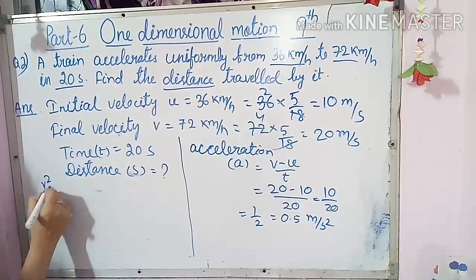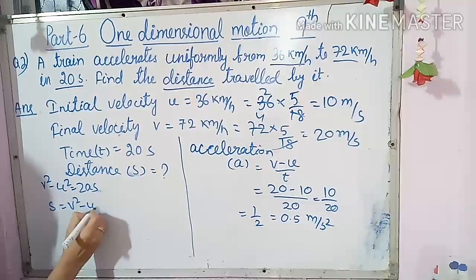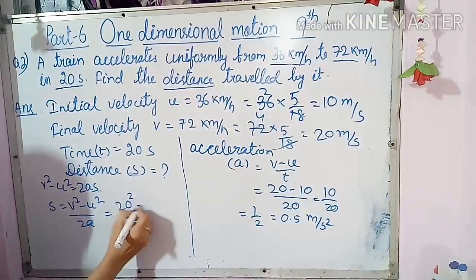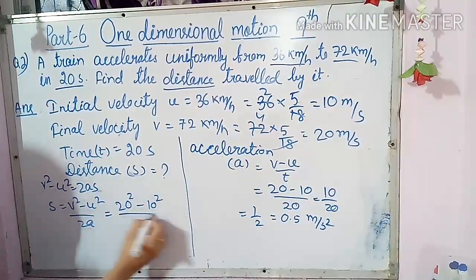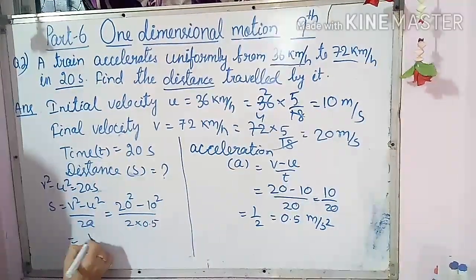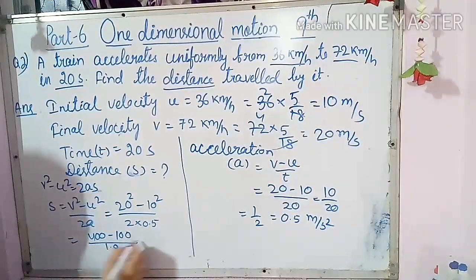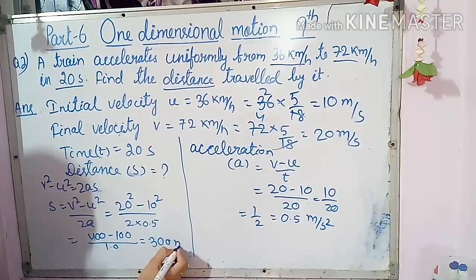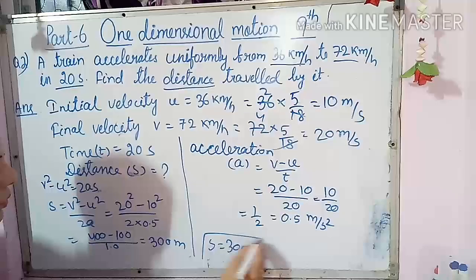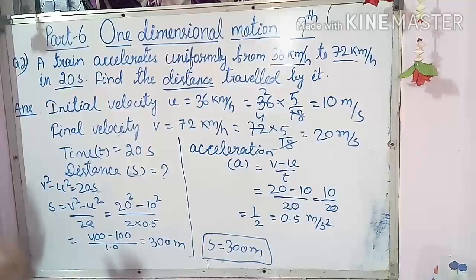So as you know that v square minus u square equal to 2as. So s equal to v square minus u square by 2a. So how much v square? 20 square. How much u square? 10 square. By 2a means 2 into 0.5. That is 20 square means 400 minus 10 square means 100, and it is 1.0, so you will get the 300 meter. So your answer is distance s equal to 300 meter. This is your final answer. Now you can do in your fair note, and now let's go to the next question.